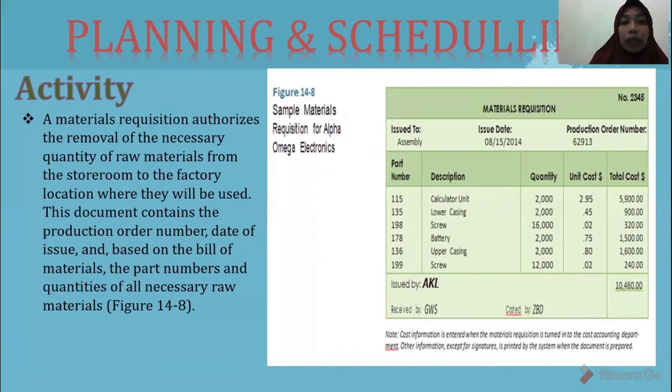A material requisition authorizes the removal of the necessary quantity of raw material from the storeroom to the factory location where they will be used. This document contains the production order number, date of issue, and, based on the bill of material, the part number and quantities of all necessary raw material.